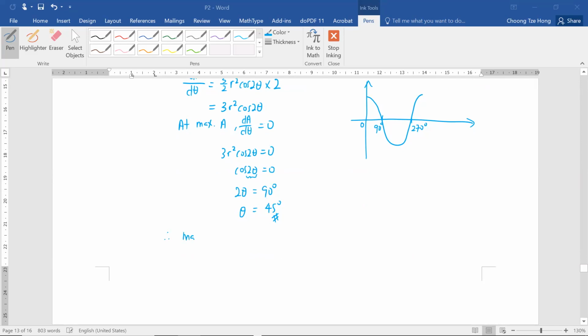Then we just sub in. The maximum area is 3 over 2 r squared sine 2 theta, right? So theta is now 45. Sine 90 is 1, so we will get 3 over 2 r squared. So the maximum area is 3 over 2 r squared.